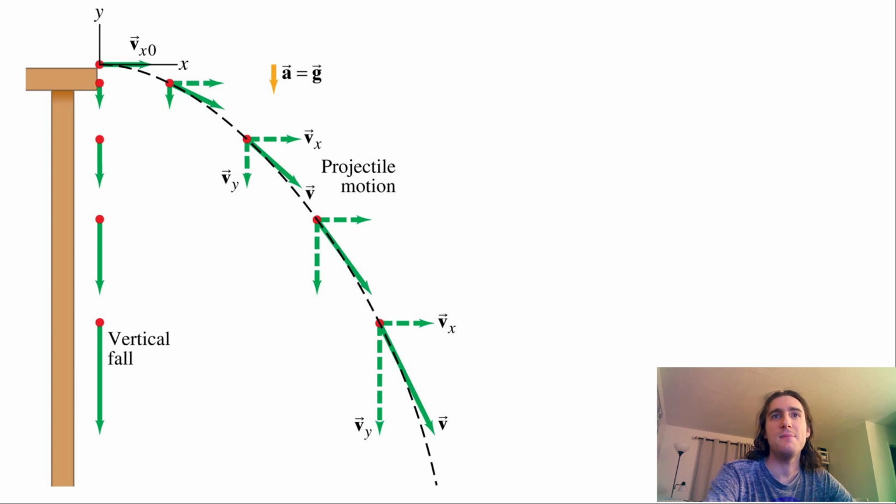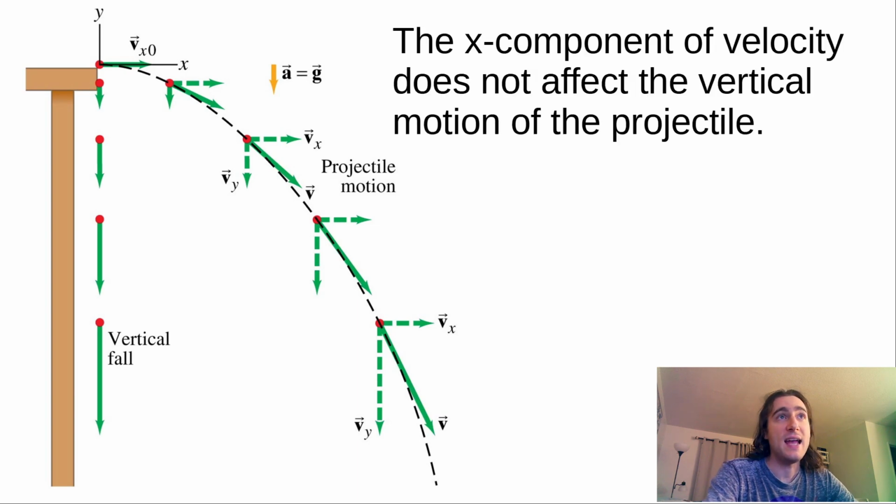projectiles fall the same distance in the y direction. That's because the projectiles both experience the same acceleration in the y direction, namely the gravitational acceleration. And neither of these projectiles were given an initial y component of velocity. However, one of them was given an x initial component for its velocity. And the x component of the velocity does not affect the vertical motion of the projectile.